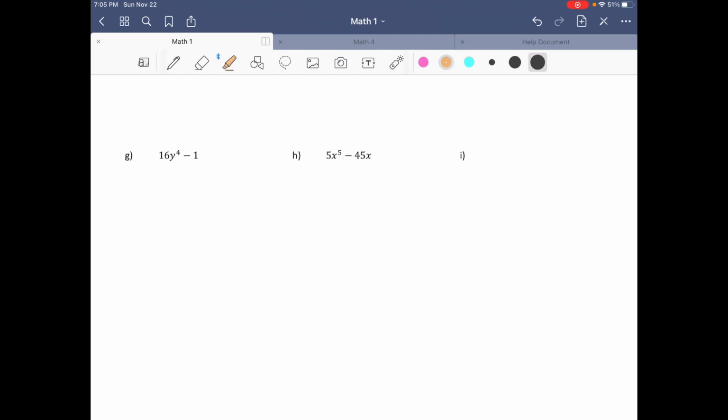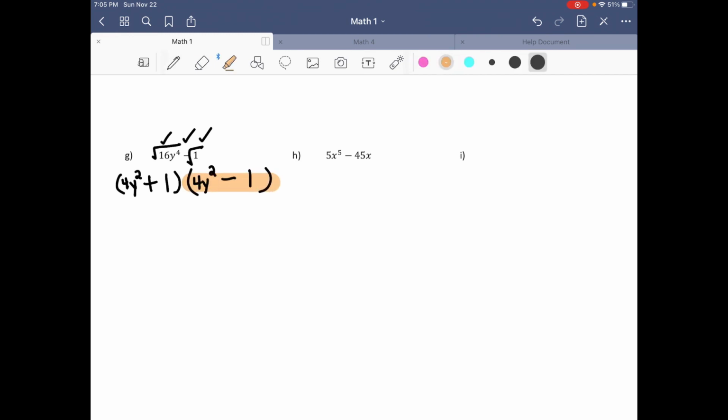All right, so the next example, I'm going to look at this problem. I see that I have a subtraction. I have 16y to the 4th, which is a perfect square, and so is 1. And we have no GCF, so we're going to do plus and minus. The square root of 16y to the 4th is 4y squared, 4y squared. And the square root of 1 is 1 and 1.